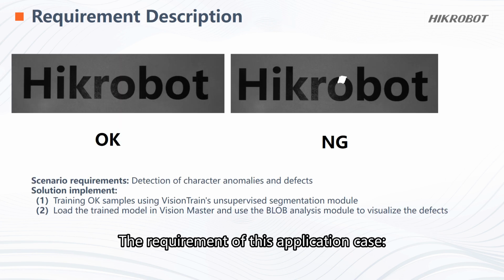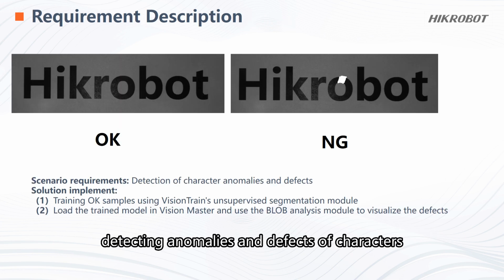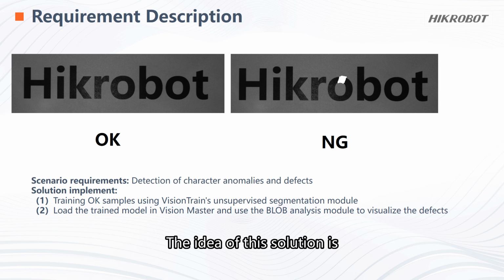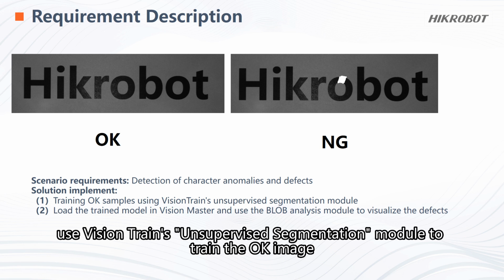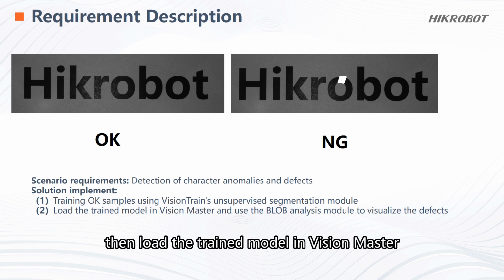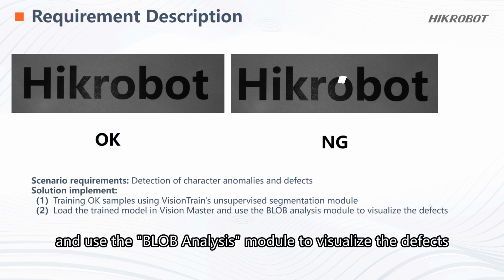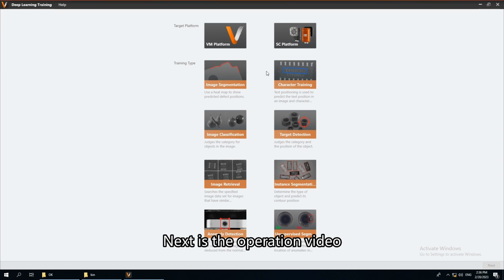The requirement of this application case: detecting anomalies and defects of characters. The idea of this solution is, firstly, use Vision Train's unsupervised segmentation module to train the OK images. Then load the trained model in Vision Master and use the blob analysis module to visualize the defects. Next is the operation video.